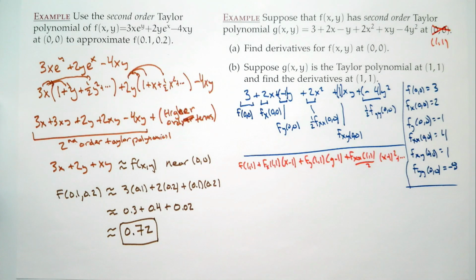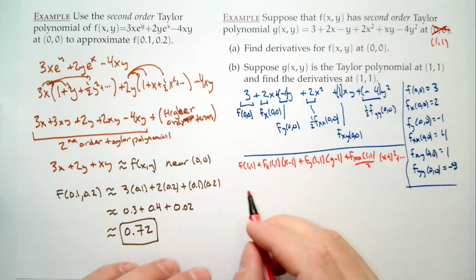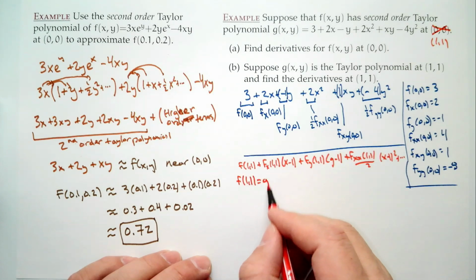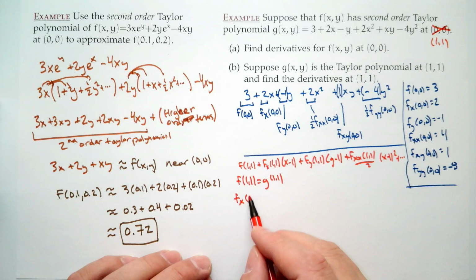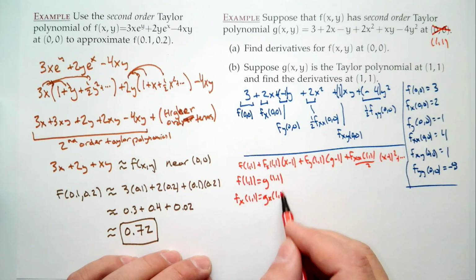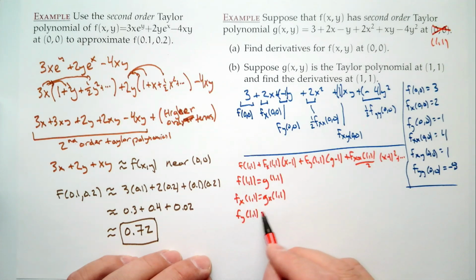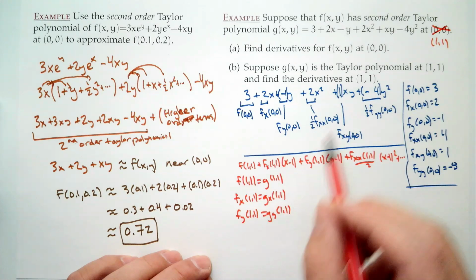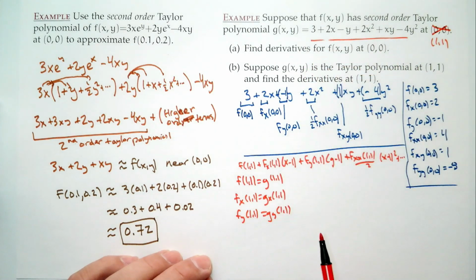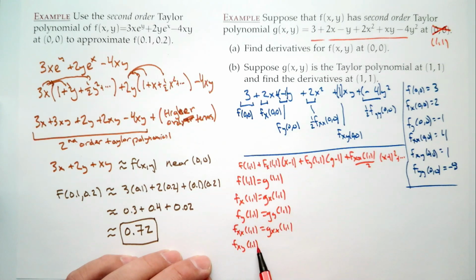So the question is, how do we get the answers? The way we do it is to say the derivatives still have to match. That's what a Taylor polynomial does. If the derivatives have to match, then f at (1, 1) has to be g at (1, 1), and f_x at (1, 1) has to be g_x at (1, 1), and we're going to do this all the way down. So we do a Taylor polynomial for that function, because it has to match the Taylor polynomial for the original function. That's our game plan, and that's how we can recover the information.